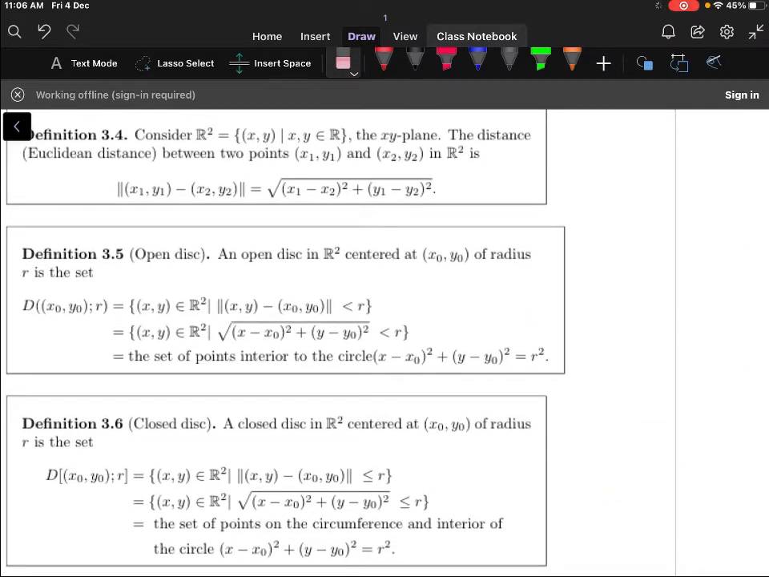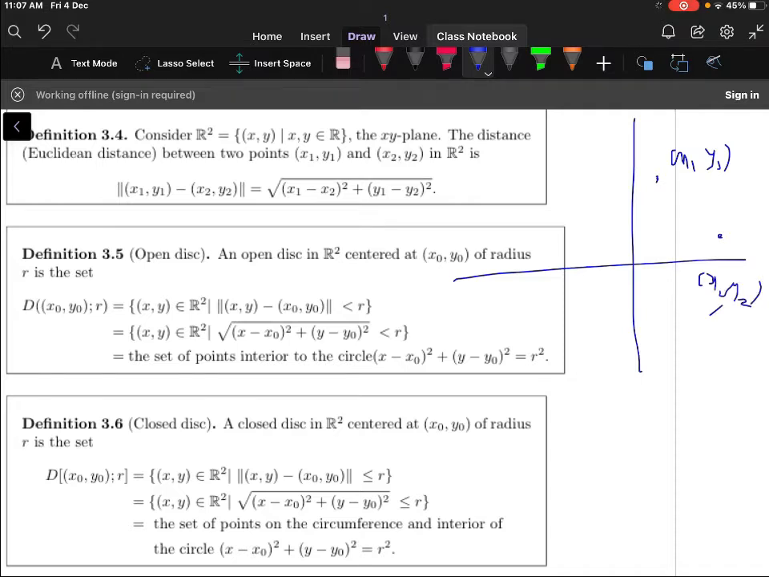Okay, so now let us move to the definition of the distance between 2 points in R2. Let us define the plane. We take the 2-dimensional geometry, that is a plane. So take 2 points. This is x1 comma y1. This is point x2 comma y2.